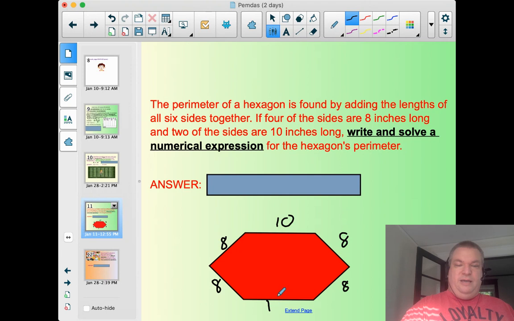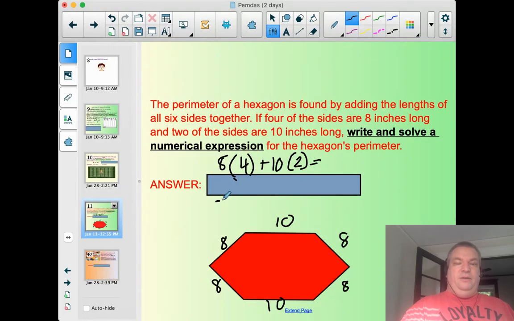Now again, I could just add all these up straightforward, but let's see if I can do it with my multiplication. If I'm looking at the numbers that show up, 8 shows up 4 times. So I'm going to be adding 8 4 times. The other thing I'm adding is 10, which shows up twice. So 10 2 times. That's multiplying. When I add those together, again, I have to multiply first.